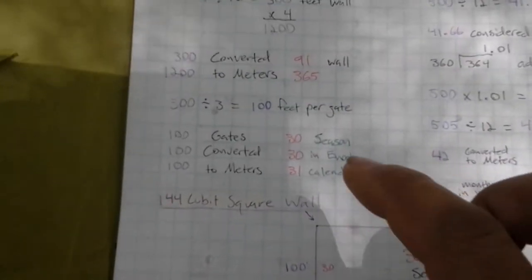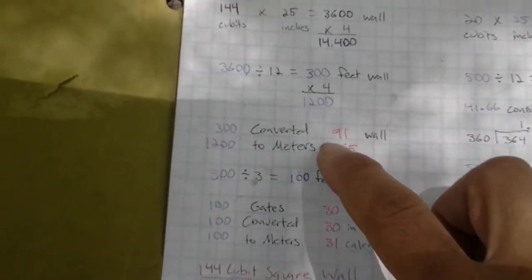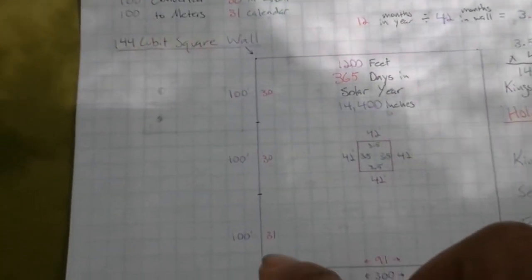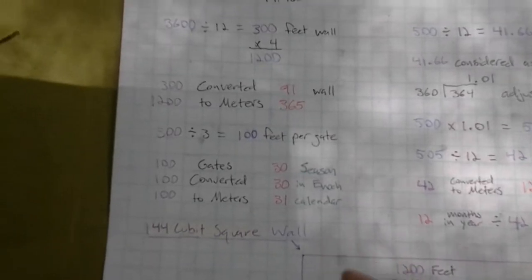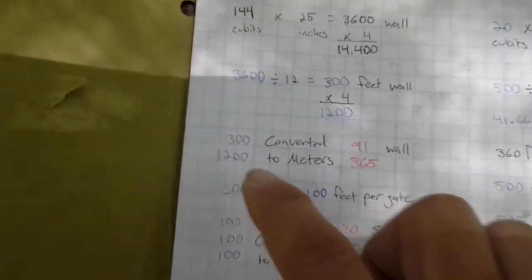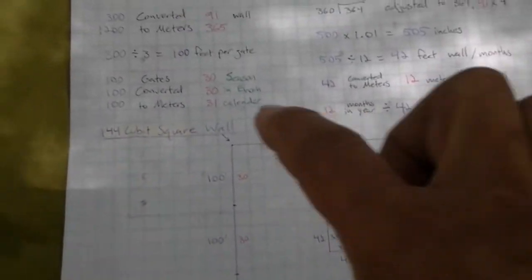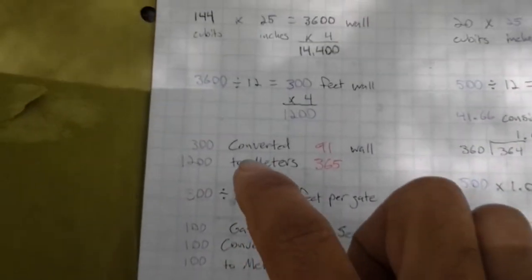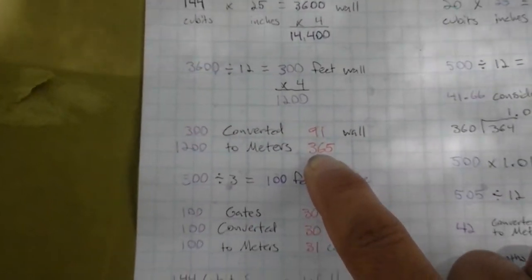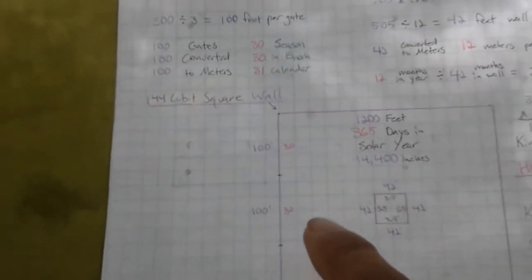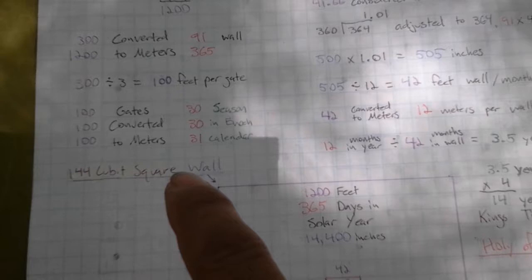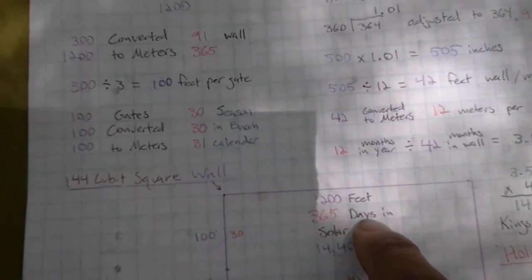So now it's turning into time, okay? So now that wall, 91, is a season. Spring, summer, fall, winter, right? And then when we take the 1,200 of the full diameter of all 4 walls, we convert that into meters, and we get 365 meters. And that is the whole diameter of this 144 cubit square wall, a solar year.